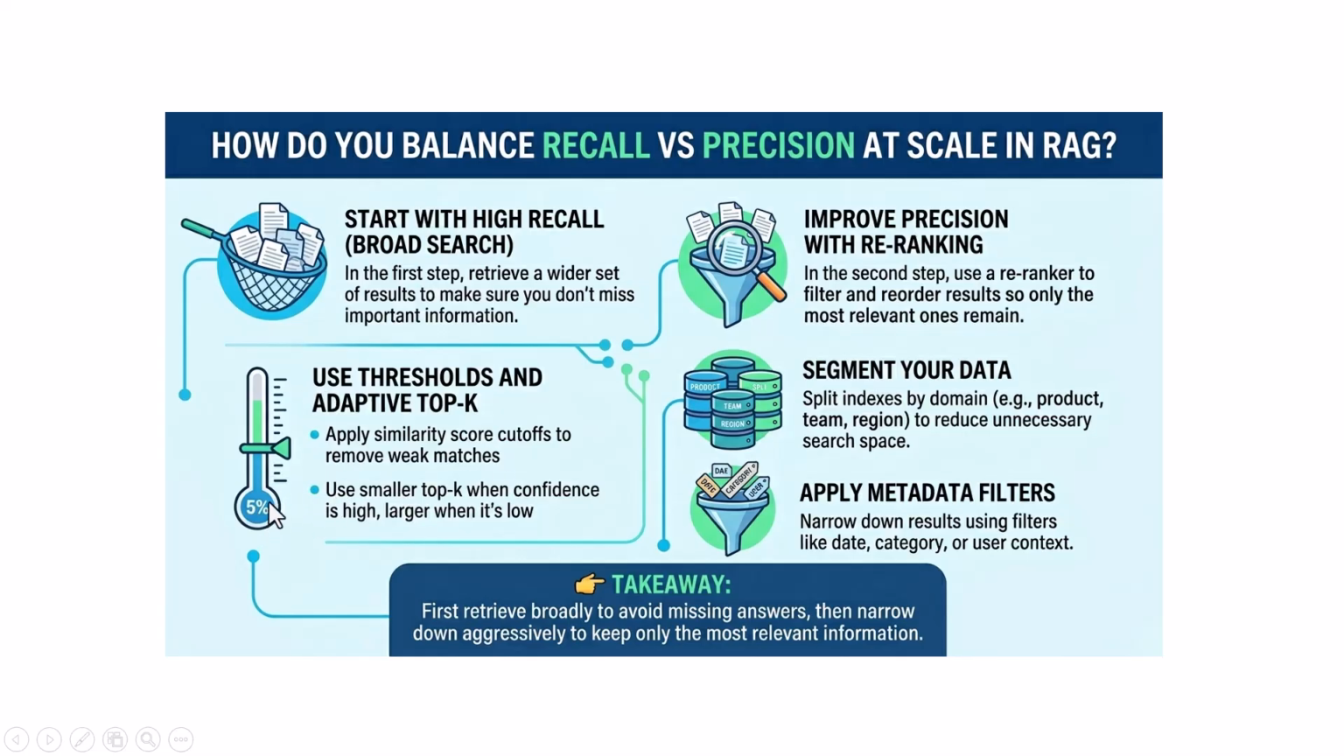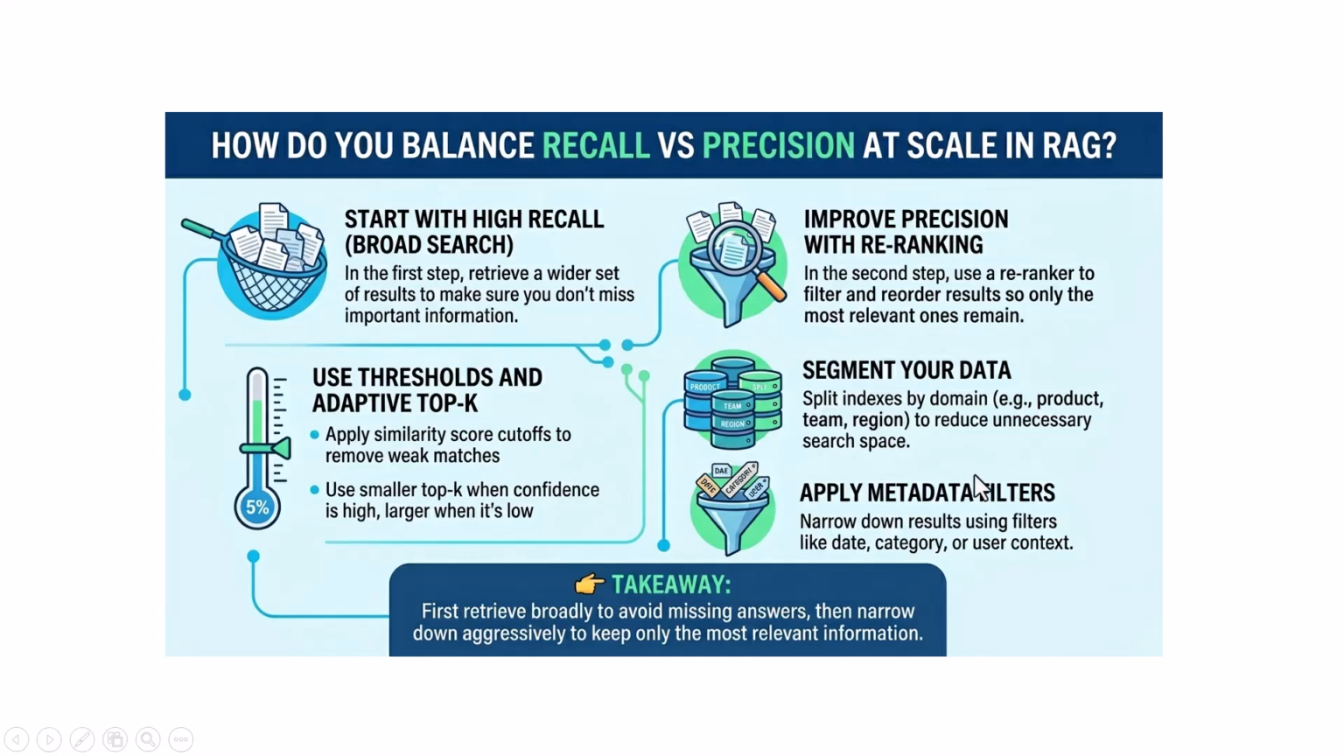And then use thresholds and adaptive top K, that is, apply similarity score cutoffs to remove weak matches. Also, use a smaller top K when confidence is high and larger when it's low. And also, segment your data. That is, split indexes by domain. For example, product, team, region, etc. to reduce unnecessary search space. Also, apply metadata filters. That is, narrow down results using filters like date, category, or user context. So, the takeaway is first retrieve broadly to avoid missing answers, then narrow down aggressively to keep only the most relevant information.